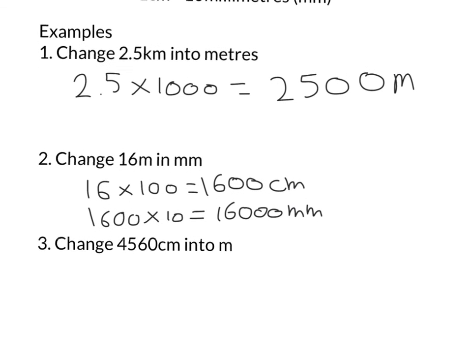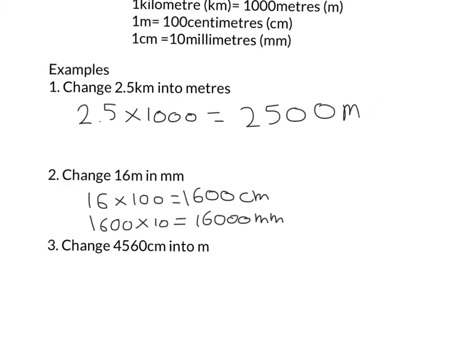Sorry, before going to example 3, I wonder, can you figure out what's the quick way to go from meters to millimeters instead of doing it in 2 steps? The answer to that is times by 1,000. Times by 100 and times by 10 is the same as times by 1,000.